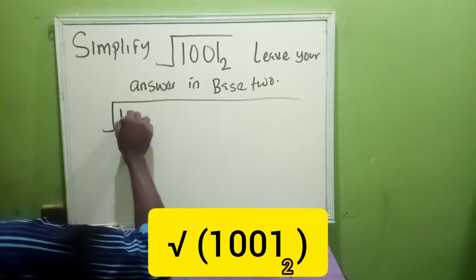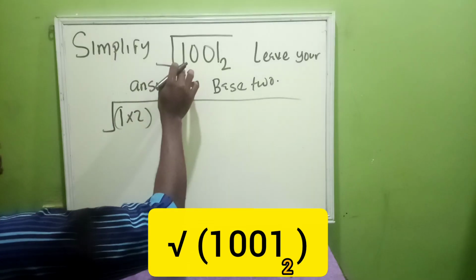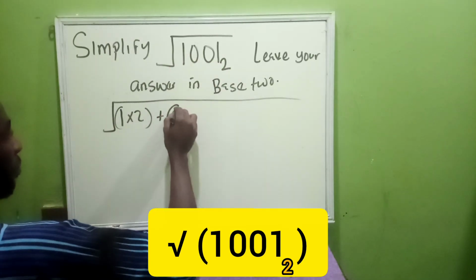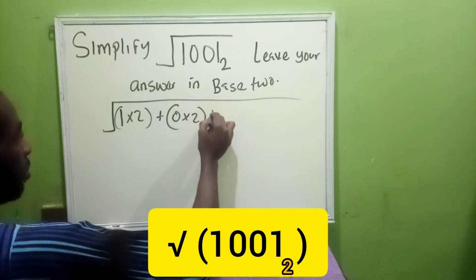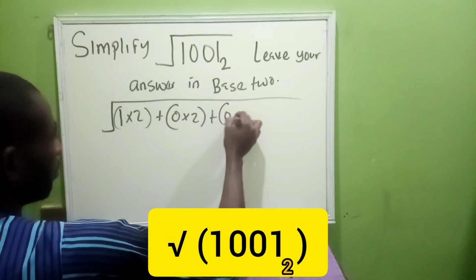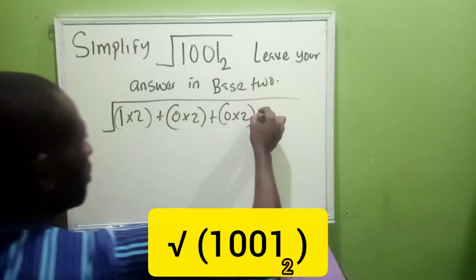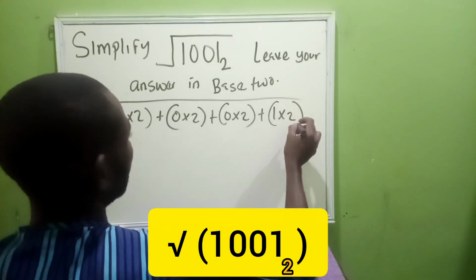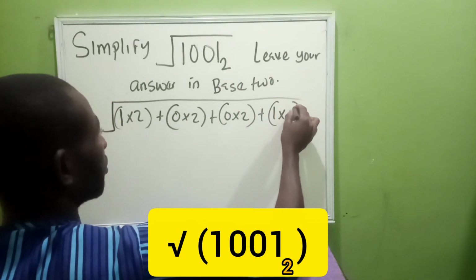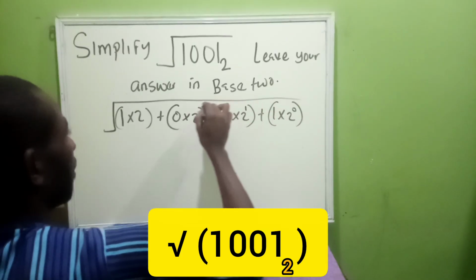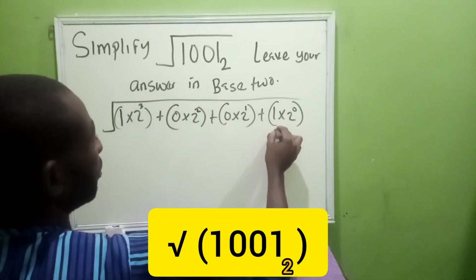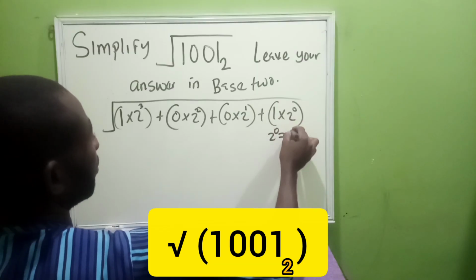We are going to say 1 times 2, this one times 2, plus this 0 times 2, plus this 0 times 2, plus this very one times 2. From there you start putting raised to power 0, raised to power 1, raised to power 2, and raised to power 3. But you should know that any number raised to power 0 is equal to 1.